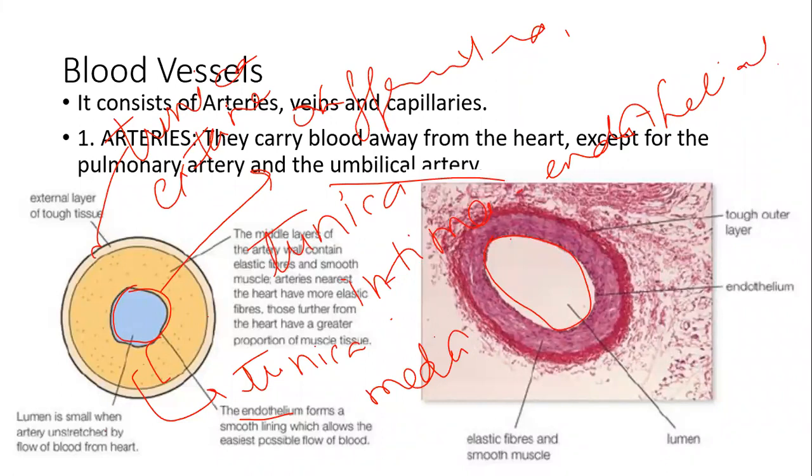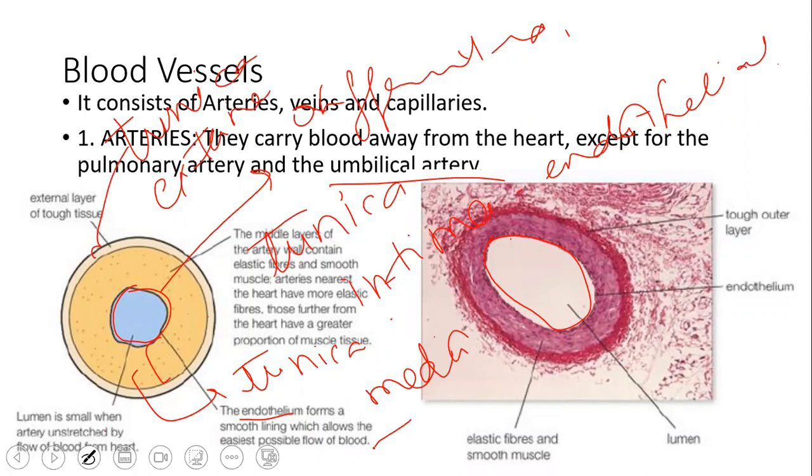We need a narrow lumen to make sure this high blood pressure is maintained, so that the blood can flow to all parts of the body very easily. Tunica media is generally the thickest part of the wall. From all three, tunica media is the thickest, and it contains large amounts of elastic fibers, which is what allows the elastic recoil.